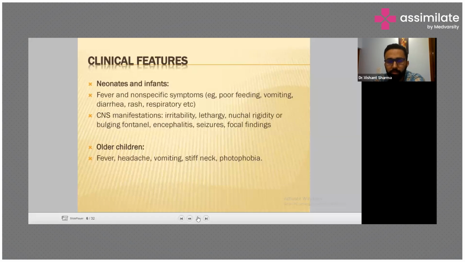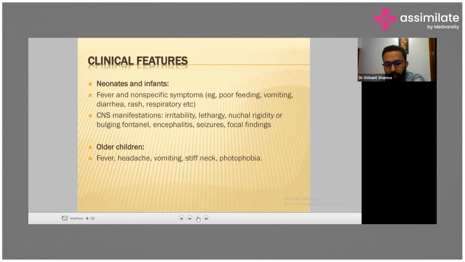So CNS manifestations that we usually see in such patients are irritability, lethargy, neck rigidity, or bulging fontanelle. You should know this; practically, you should know how to check for the fontanelle. Also encephalitis, seizures, and focal deficits. And in older children, we see fever, headache, vomiting, stiff neck, and photophobia. For stiff neck, we need to do an examination.